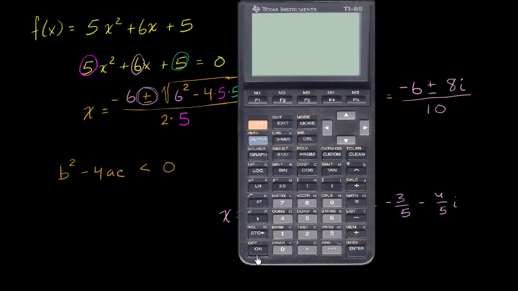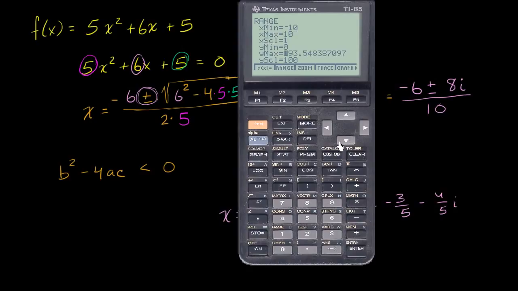Now let's verify graphically that this is indeed the case, that this does not have any real roots. So let's get a calculator out. Let me go into graph mode. So y1 is equal to 5 times x squared plus 6x plus 5. And then let me set a reasonable range here. I know very little about this function, so I'm going to set x min at -10, x max at +10, x scale is 1.